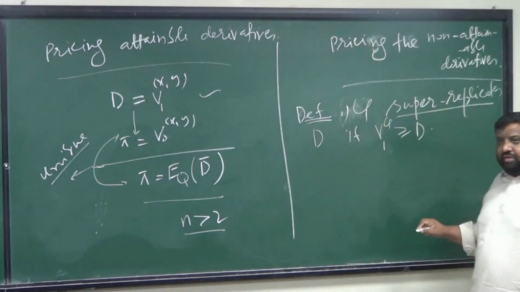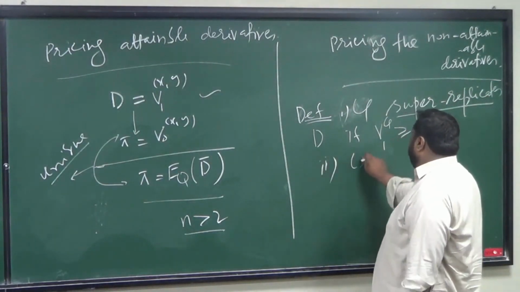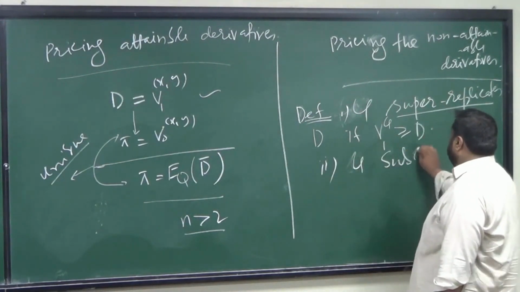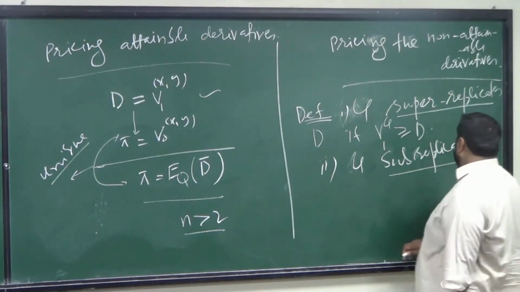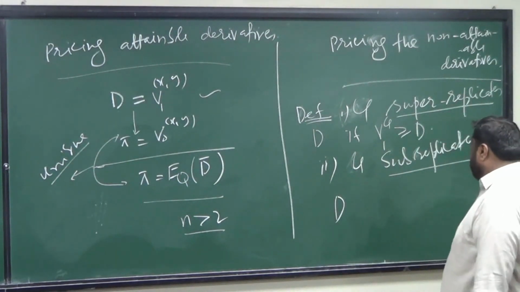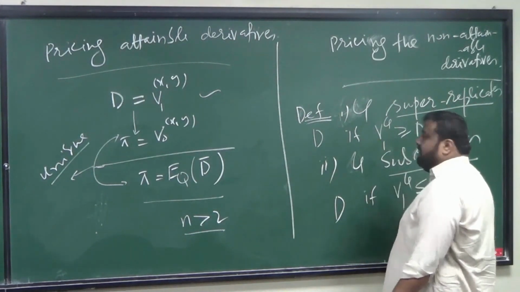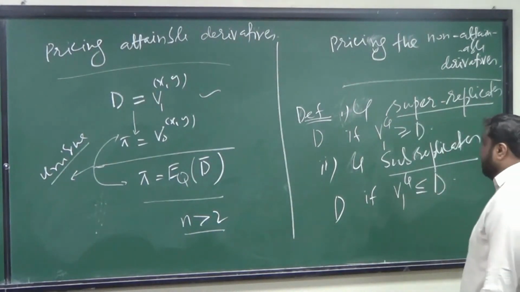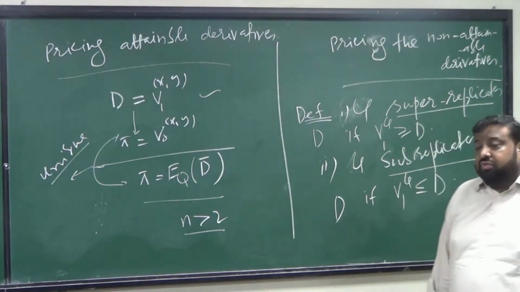That's super replicate. And the value of portfolio phi sub-replicates the payoff of the derivative D if phi is... I'm going to define ask and bid prices in terms of these two things.